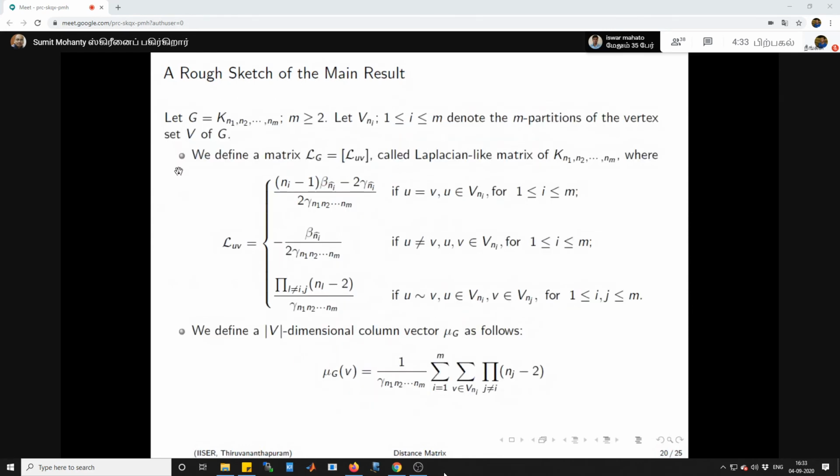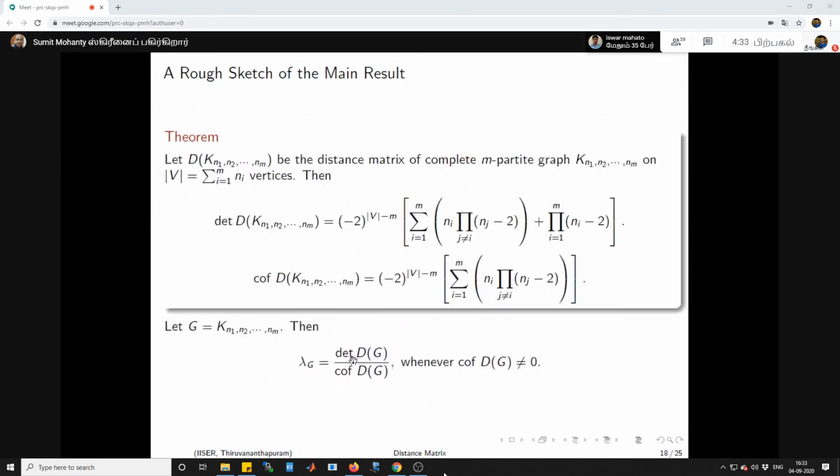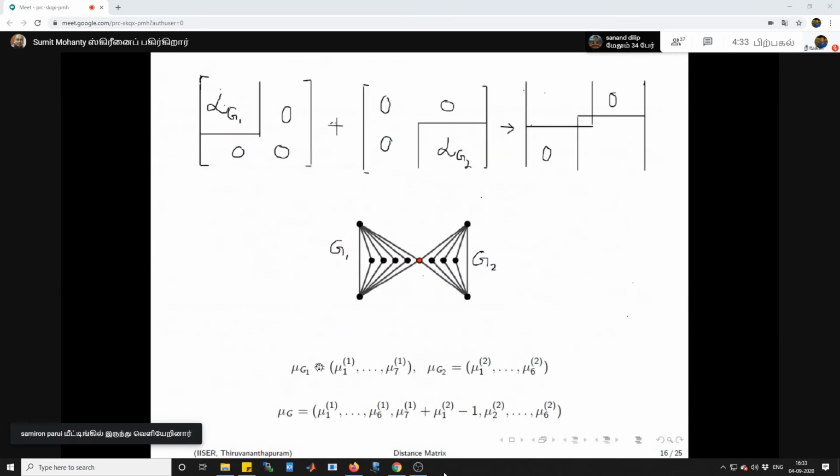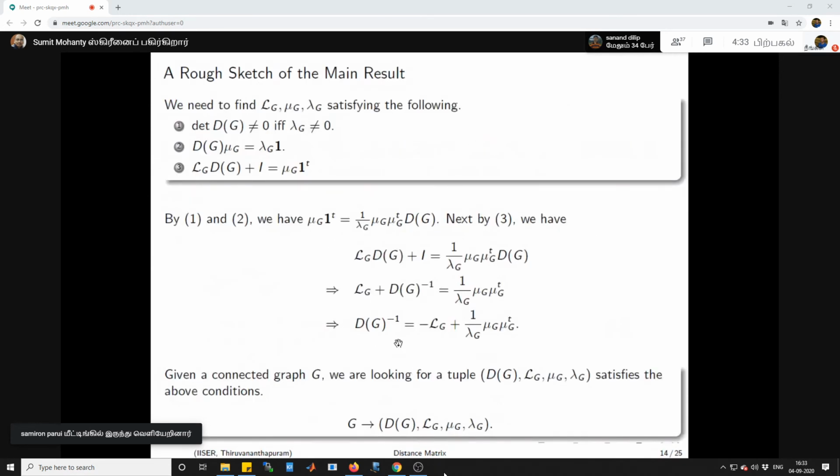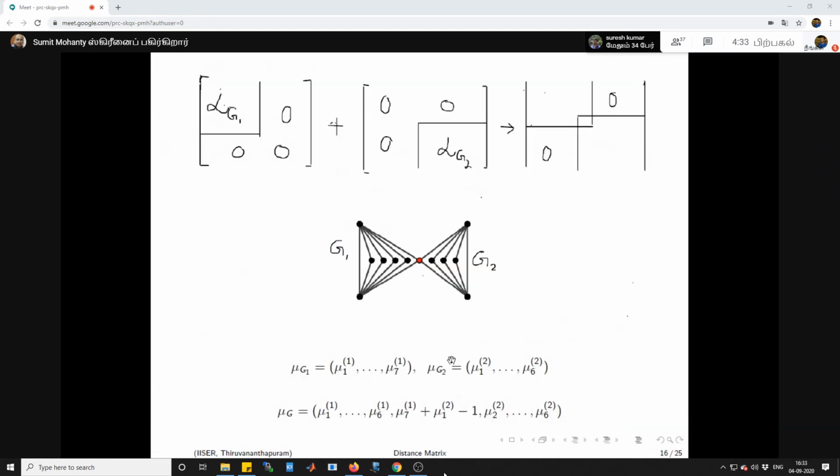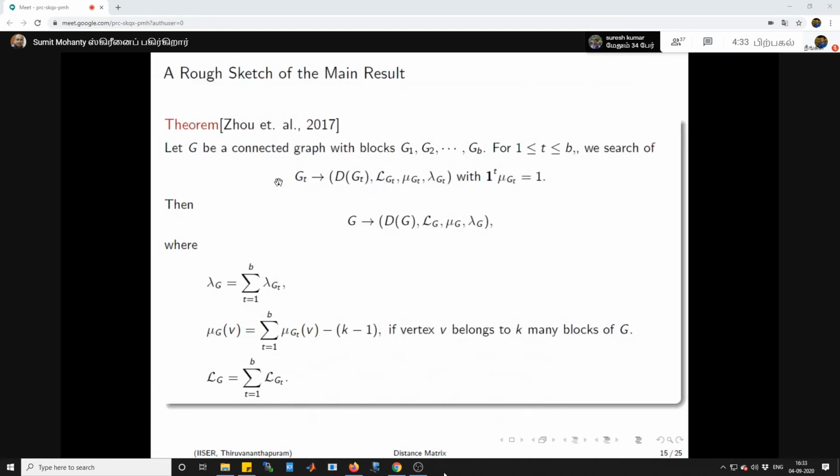For this choice of L, mu and lambda for the complete multipartite graph, we get this form for each individual block. Since we are getting the inverse for each individual block for this choice, from this result of Zhao, basically we are getting the inverse for the whole graph. The distance matrix inverse turns out to be of the following form.